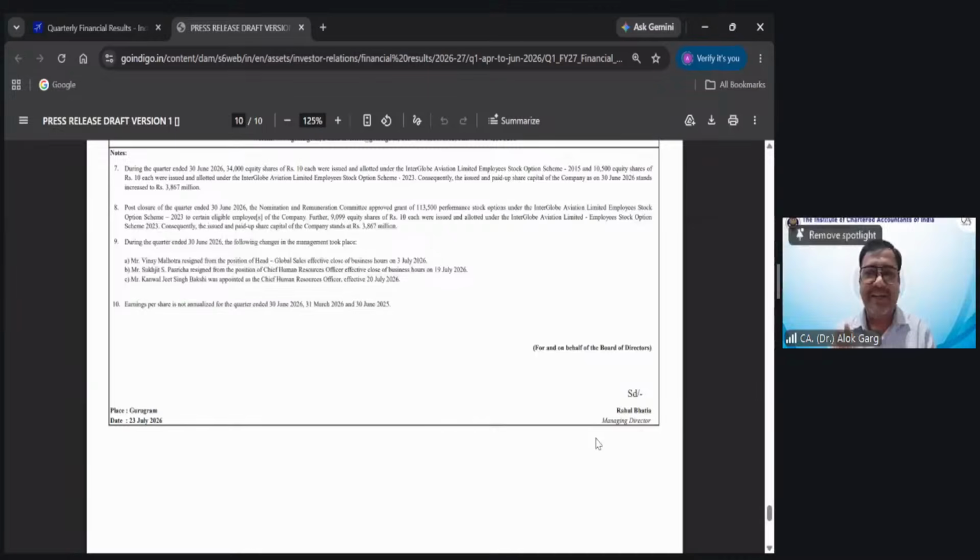As per Ind AS 34, a financial statement means balance sheet, P&L, cash flow, statement of changes in equity, and notes to accounts. Okay, is that clear? So you can see this has only your P&L and a few notes, but a financial statement has more.